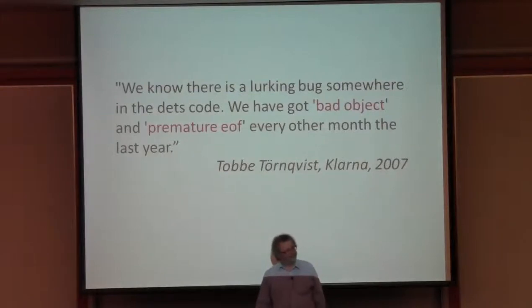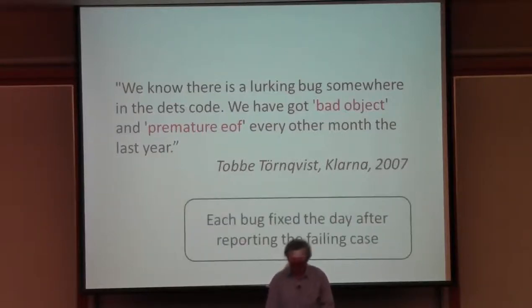Here's what Tubbe had written in the mailing list. We've got bad object and premature end of file every other month for last year. So it looked as though these 2 bugs could be the cause of the problems that have been hurting Klarna so much. Interestingly, I sent these bugs to the developer. Every time he got the failing test one day, he sent me back the fixed code the next. So what that shows is how much easier it is to find a bug when you have a small example than when you just have a failure in production.